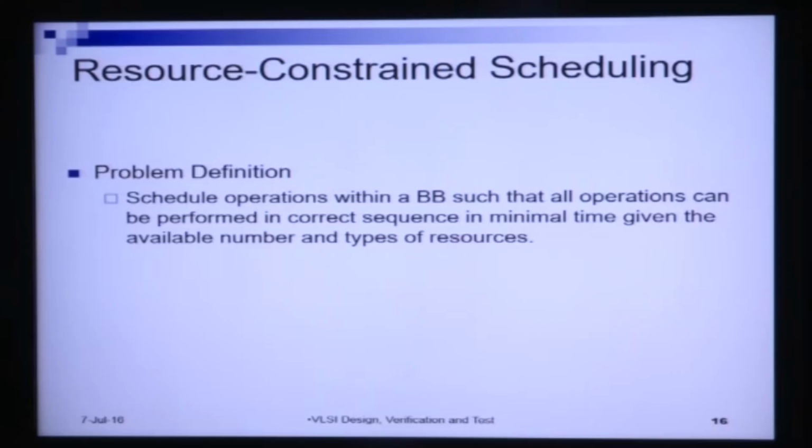So, the first one here is resource constrained scheduling. So, what is the definition of the problem? Schedule all operations within a basic block such that they can be performed in correct sequence in minimal time given the available numbers and types of resources. So, now we have a constraint on the total amount of resources that we can use. Now, given this constraint on the availability of resources, we have to perform all the operations in the basic block in minimum time, right. So, we want to maximize performance given an area constraint or a resource constraint on the circuit.